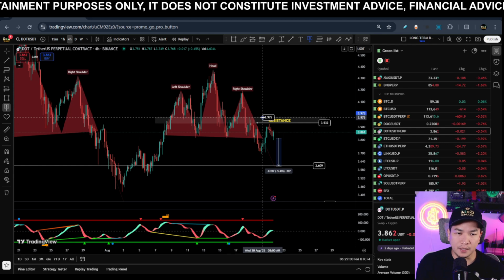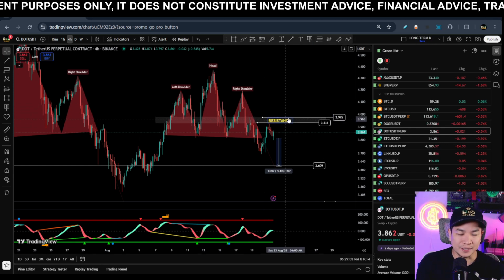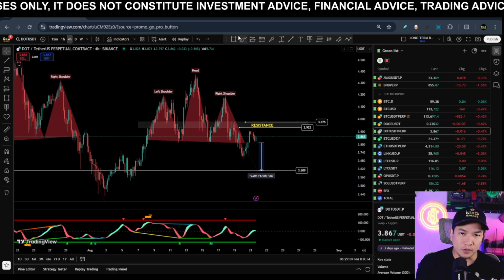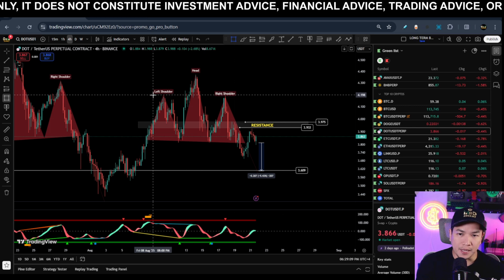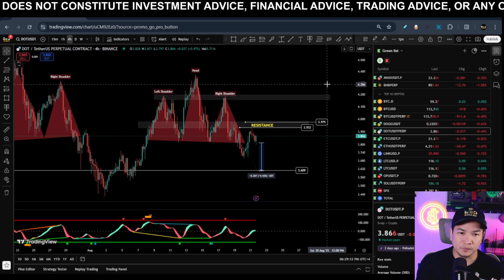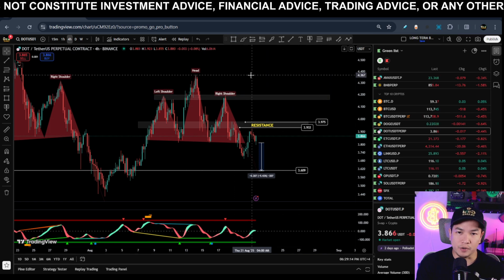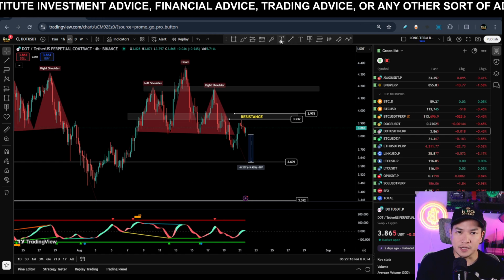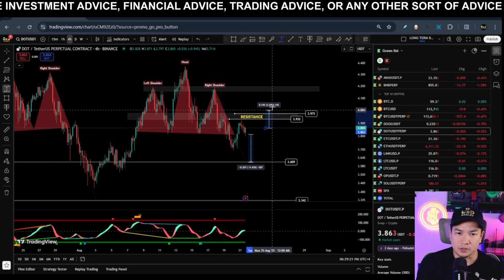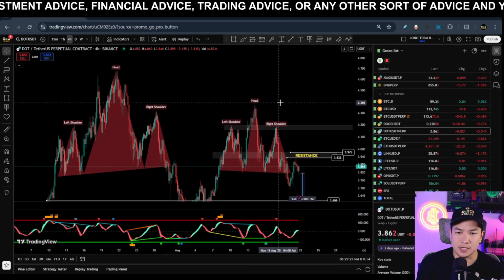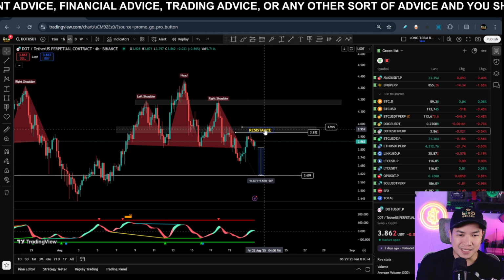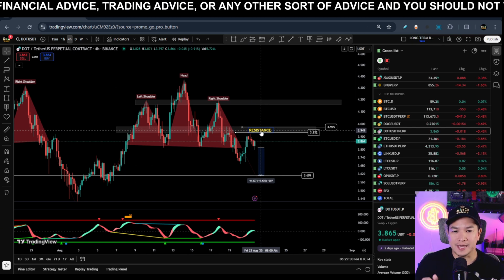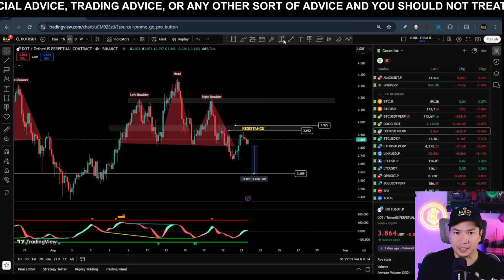If Polkadot will be able to reclaim this level as a support, then that is the time that we are going to look at the possible next target, which is around $4.8 and then $4.3. So let's see how many percent that is going to be. Around 10%. So this is going to be a very important resistance zone that Polkadot needs to reclaim.